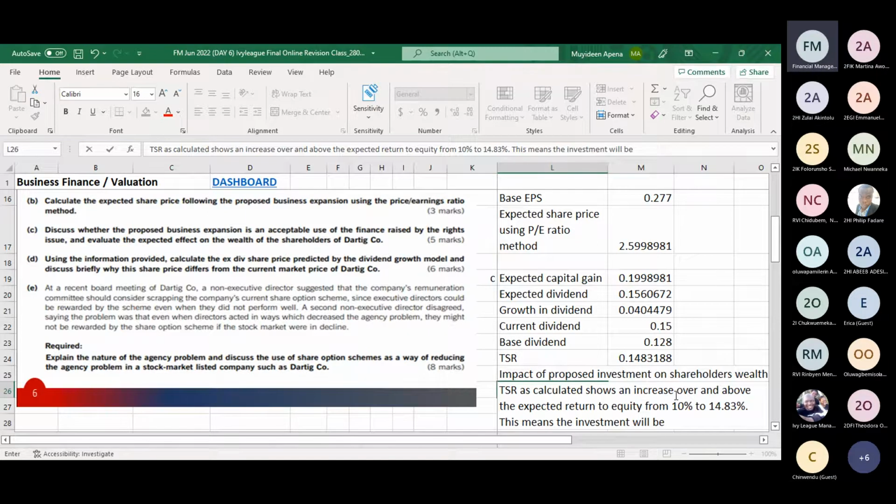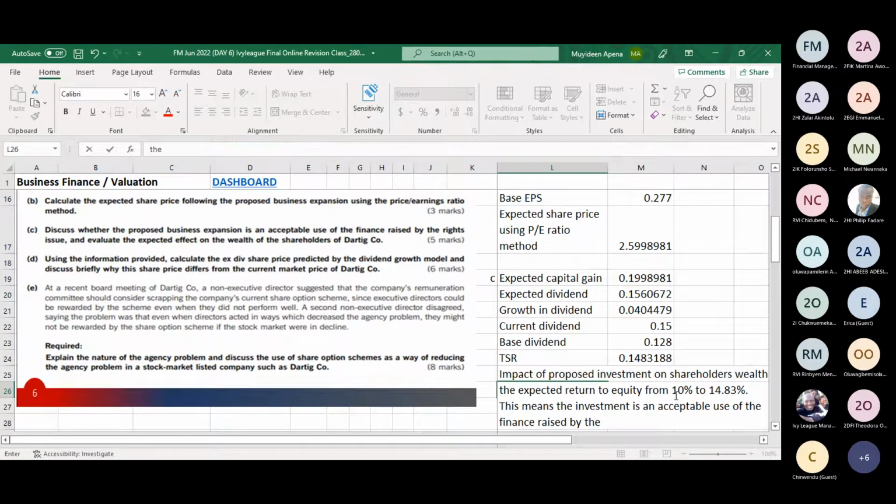So what they say we should do here is discuss whether the proposed business expansion is an acceptable use of the finance raised by the rights issue. So which means the investment is an acceptable use of the finance raised by the rights issue.